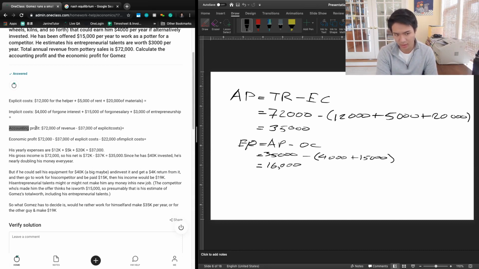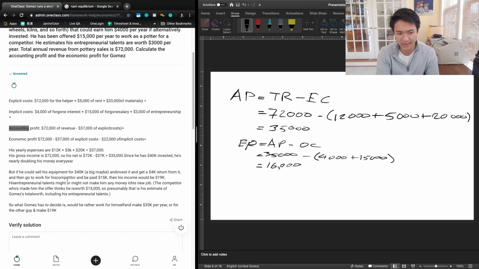And so we have accounting profit is equal to $72,000 minus $37,000, giving us $35,000 here, right? His gross income is $72,000, so his net is $35,000. So that's his accounting profit. His economic profit is equal to this accounting profit minus $22,000 of implicit costs. For us, it was $19,000. They say if he could sell his equipment for $40,000, a big maybe, and invest it and get a $4,000 return, and then go to work for his competitor and be paid $15,000, then his income will be $19,000.